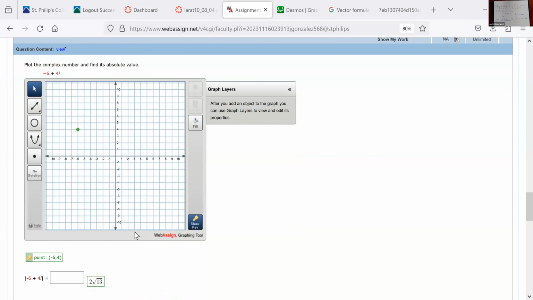So graph this guy. -6 is the real piece, so -6 is right there. 4 is the imaginary piece, so it's going to go up 4. It's going to be right there. -6, 4. Here they wrote it as a point. And that's it. Any issues with graphing?